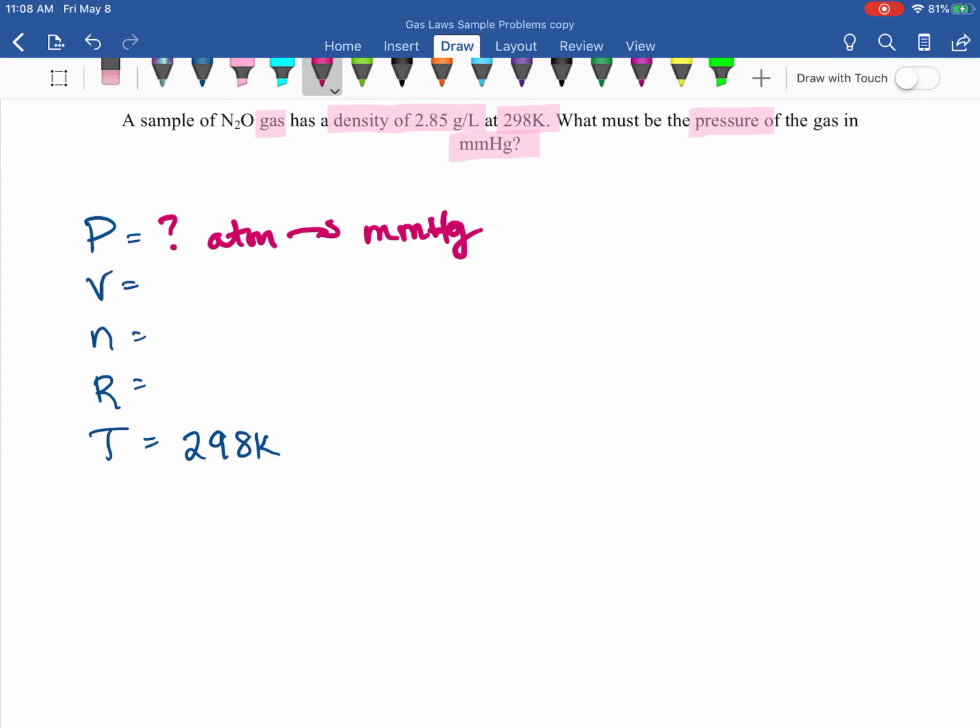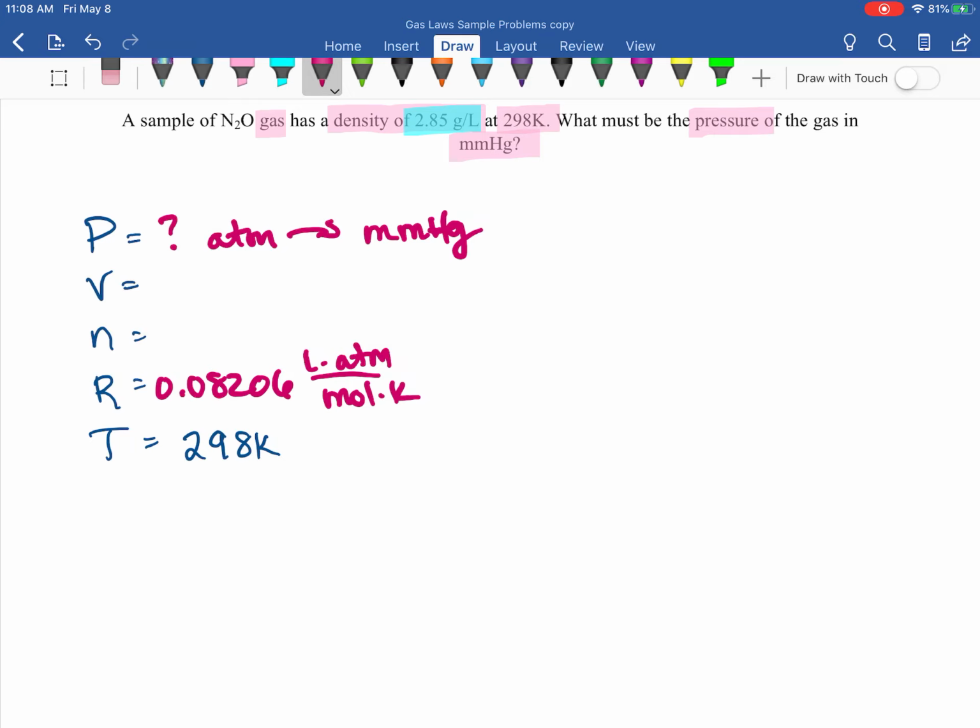Okay, well, son of a gun, how in the world are we going to get the other ones? Well, we know this one. And that's liters, atmospheres, mole, Kelvin. So how are we going to get moles and volume? Remember, you've got to have 4 out of 5. So we're going to have to do something with this 2.85 grams per liter.